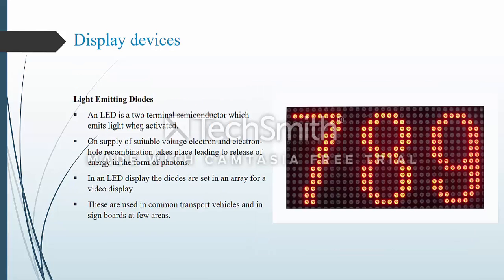An LED is a two-terminal semiconductor which emits light when activated. On supply of suitable voltage, electron and electron hole recombination takes place, leading to the release of energy in the form of photons. In an LED display, the diodes are set in an array for a video display. They are used in common transport vehicles and in signboards at a few areas.